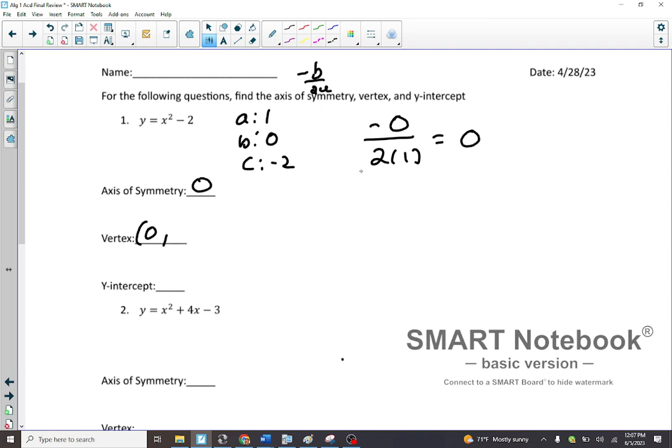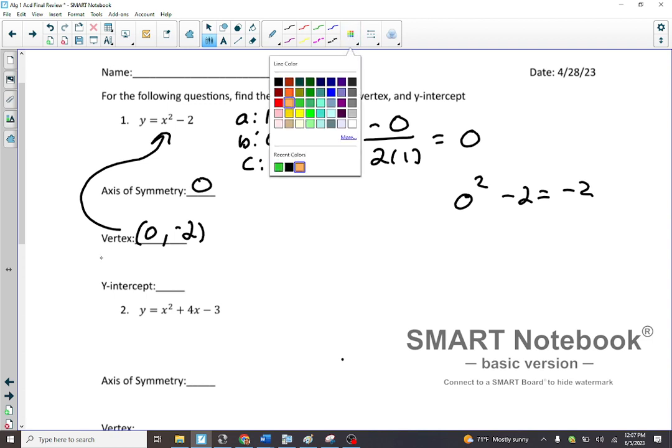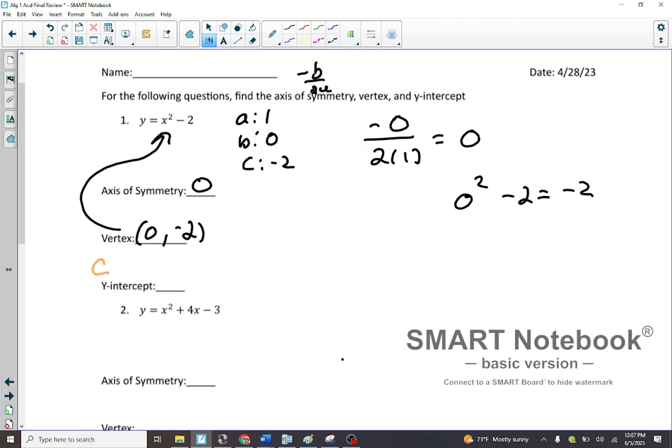So if that's so, we're going to take this 0 and plug it into the equation. So 0 squared minus 2 equals negative 2. So my vertex is 0, comma, negative 2. My y-intercept is, if you remember, always the c value. So the c value is negative 2. This is negative 2.